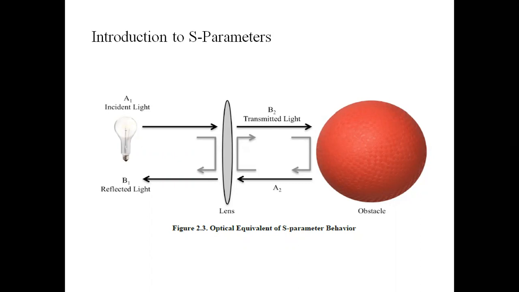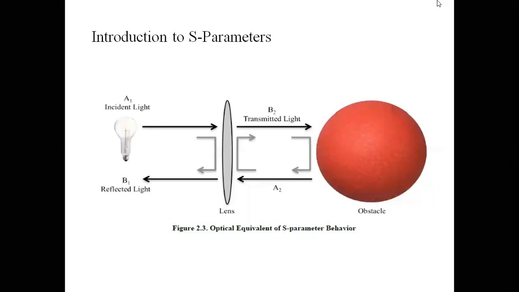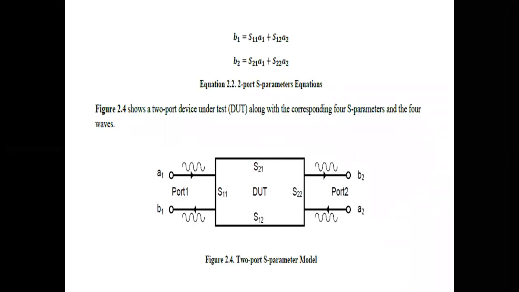So here in this diagram, both the B1 and the B2 waves can be described as a combination of both the A1 wave and the A2 wave. These relationships can be formally represented as S parameter equations for a two-port device in the following equations. Here you can see B1 is equal to S11 A1 plus S12 A2, and B2 is equal to S21 A1 plus S22 A2. These equations are for two-port devices.